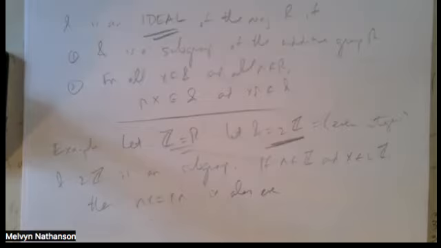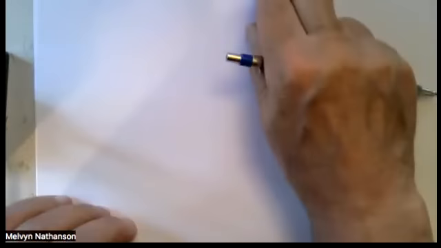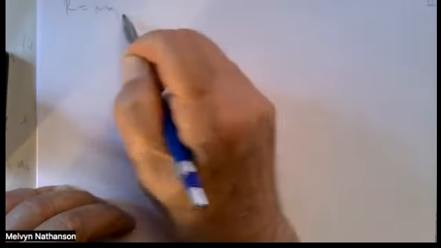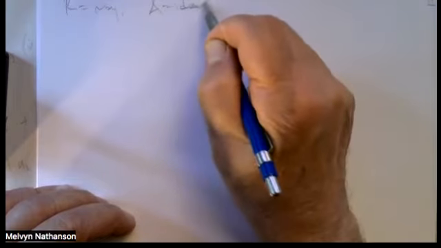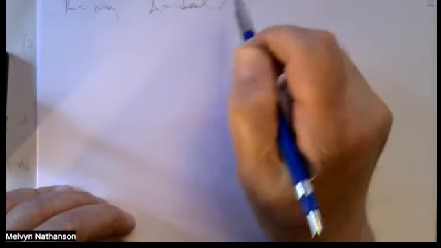And I claim if you have an ideal, then multiplication of cosets is well defined. The proof of that is just one line in the notes. So we have R is a ring, and I is an ideal of R.